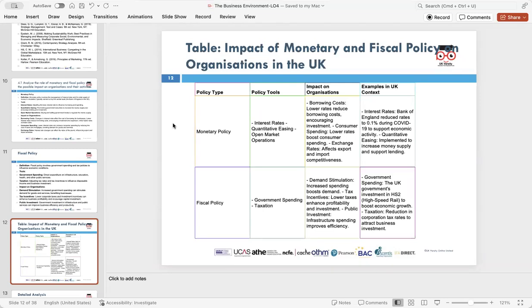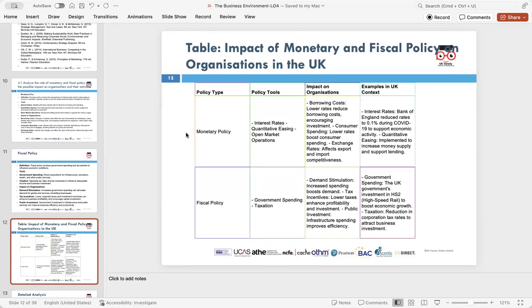Fiscal policy. The tools of fiscal policy in the UK include government spending and taxation measures. Government spending boosts demand for goods and services. For example, the UK government's investment in the high-speed rail project aims to boost economic growth by creating jobs and stimulating demand for construction and related services.